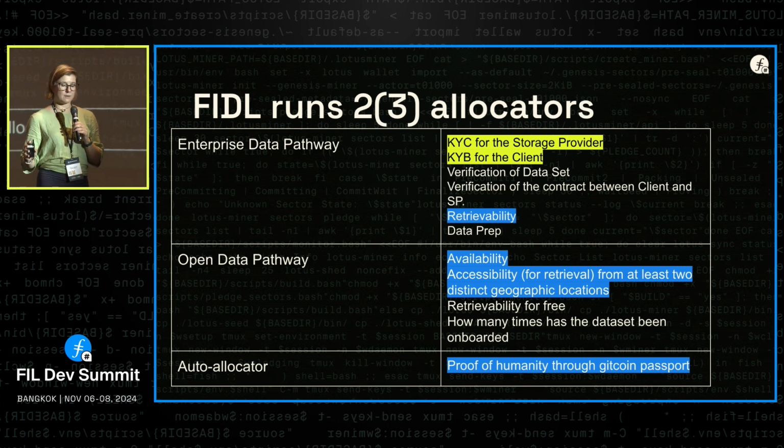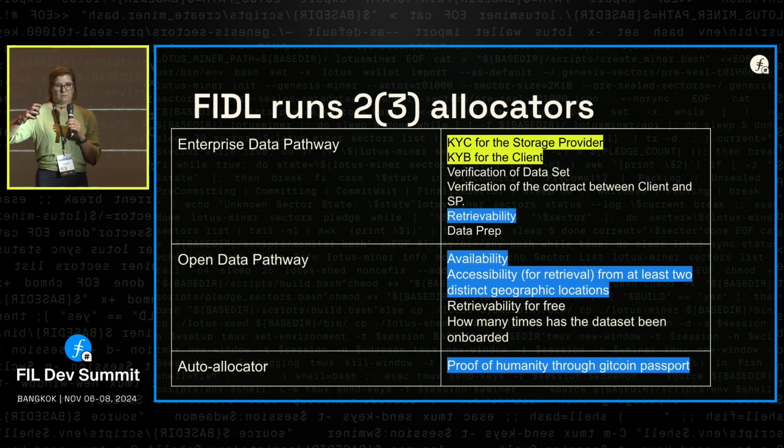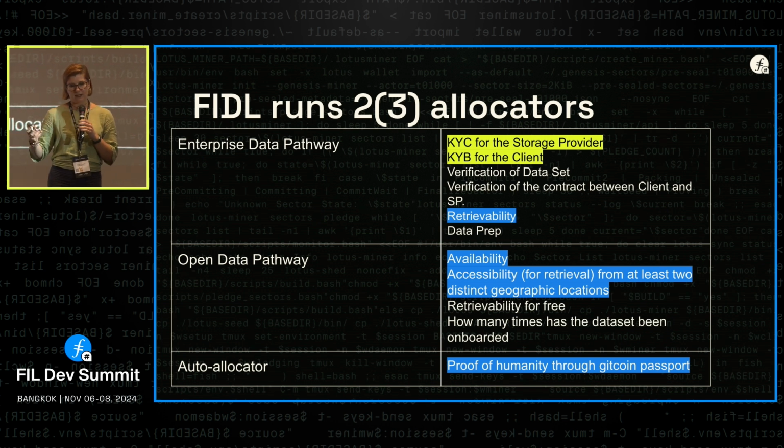We then do a manual verification of the data set. We also do a manual verification of the contract between the client and the SP. That's the most important part to us, to make sure that the client and SP are not the same entity and that they are actually doing a deal that will result in growth in the Filecoin ecosystem, hopefully. We then measure retrievability, which is done with Spark. And we look at the data prep, which is also quite manual. We ask the client to have the data preparer tell us how the data is prepared, and we look at the code and verify it to make sure there's not much padding and it's properly packed.